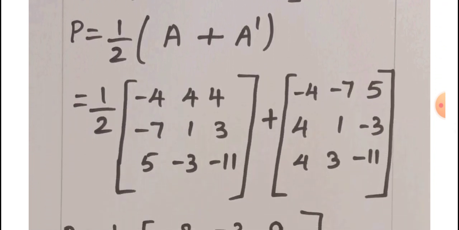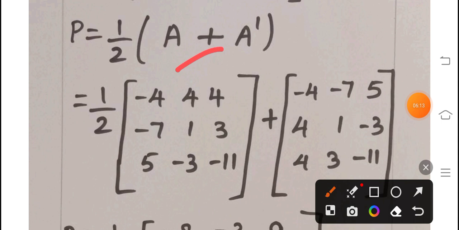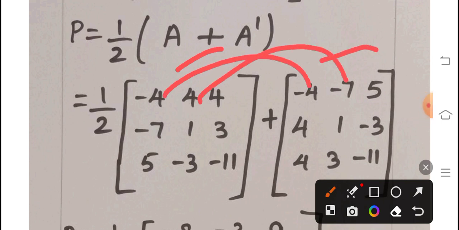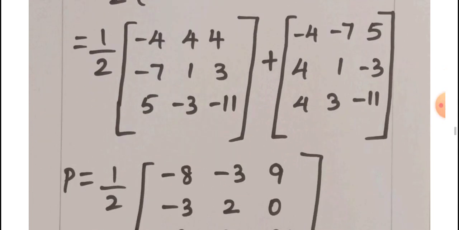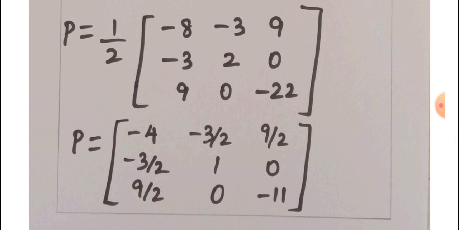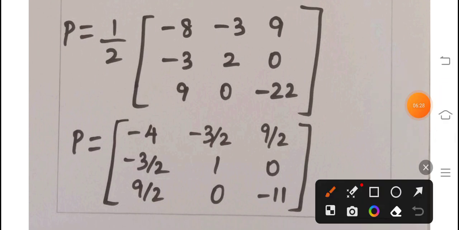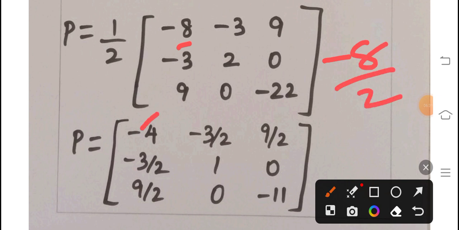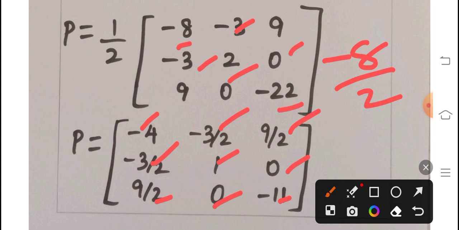And as usual, children, half of A plus A transpose, we are going to add properly. Minus 4, minus 8, 4 minus 7, 4 plus 5. Like that, add properly. Last time it was divisible by 2 for each element, now it's not necessarily divisible. Minus 8 is there, so minus 8 by 2 I am dividing, and I am getting minus 4, no problem. Minus 3 by 2, 9 by 2, again minus 3 by 2, 2 by 2 is 1. Like that you may get fractions also, no problem. Here alone minus 22 by 2 becomes minus 11.